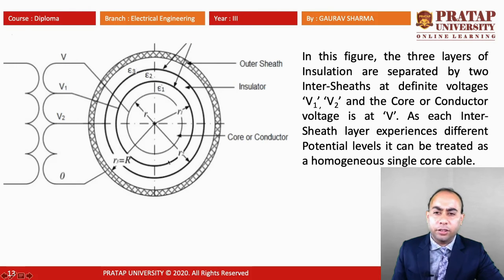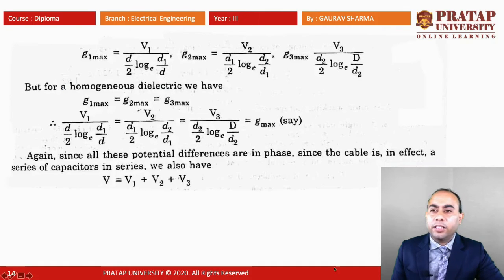Now we have this figure also. In this figure, the three layers of insulation are separated by two intersheaths at definite voltages V1 and V2, and the core or conductor voltage is at V. As each intersheath layer experiences a different potential level, it can be treated as a homogeneous single core cable. Now from this, G1 is equal to V1 by d by 2 log d1 by d, and we have the G2 and G3 maximum.